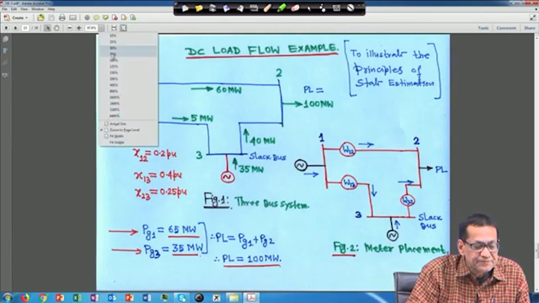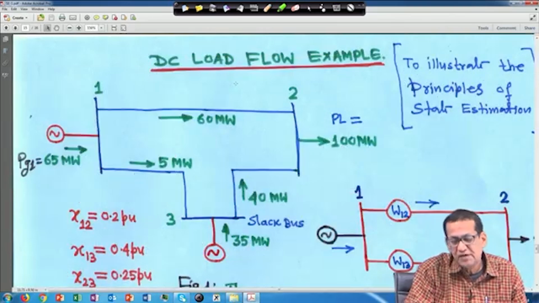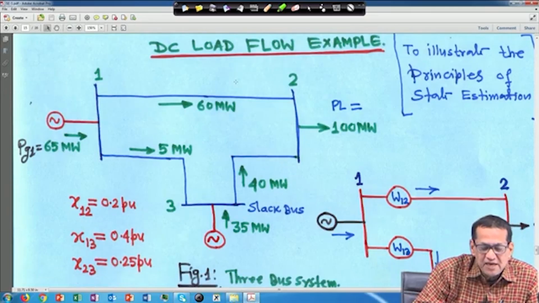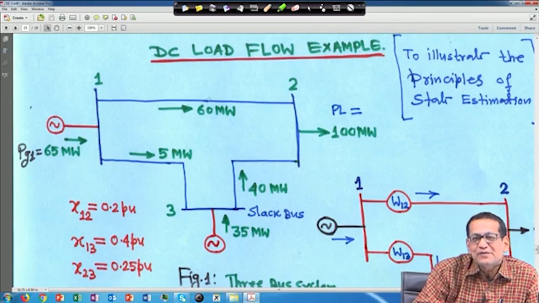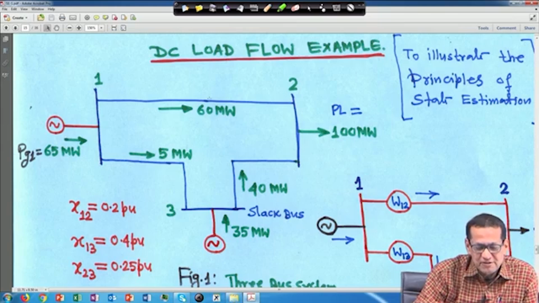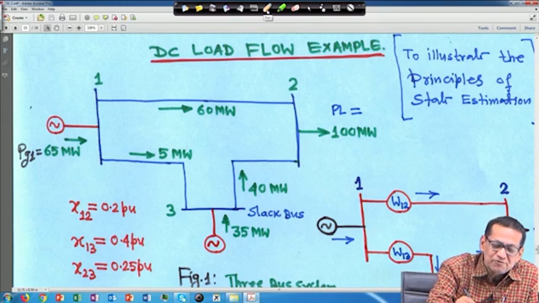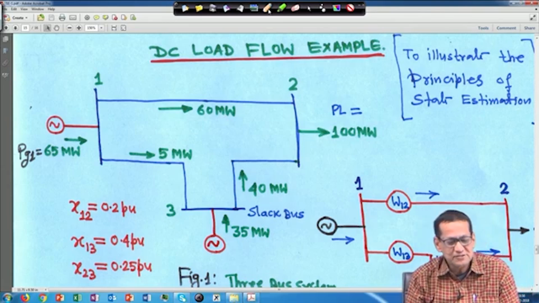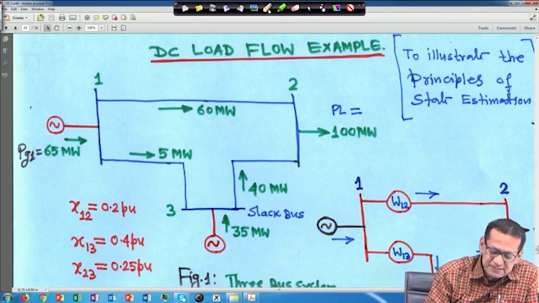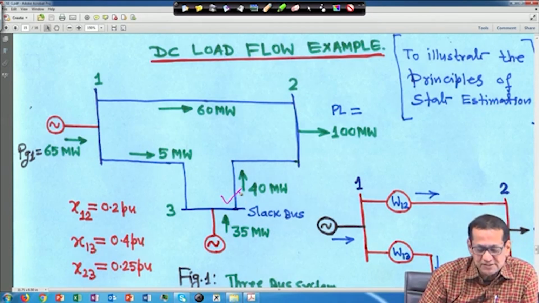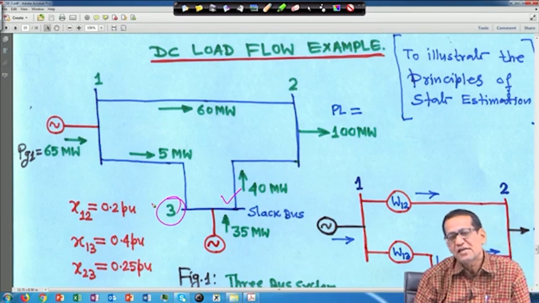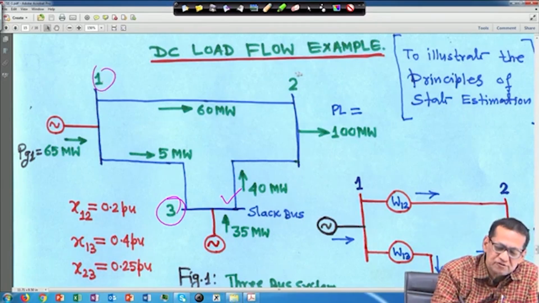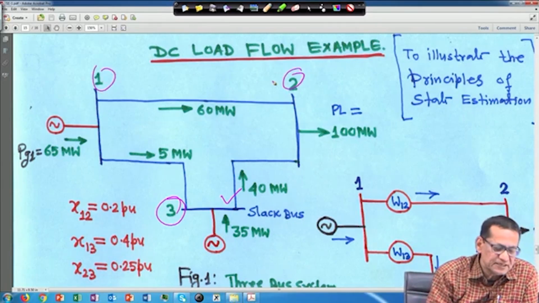Next is the DC load flow example. Let us try to understand this one. As far as DC load flow is concerned, it is a very simple thing. Suppose you have a 3 bus problem, and this is your slack bus, the node marked as number 3. The last bus we have taken as the slack bus instead of marking bus 1, and there are two other buses. This is the generator.